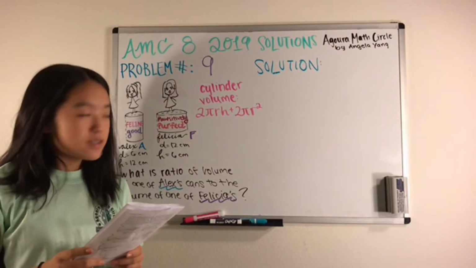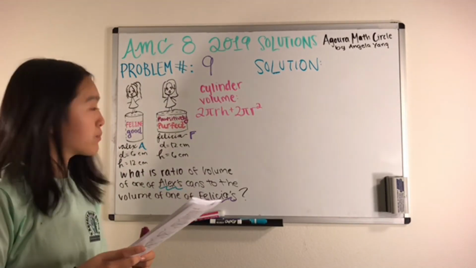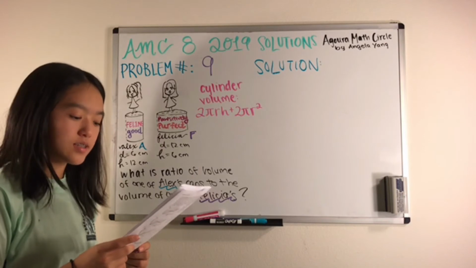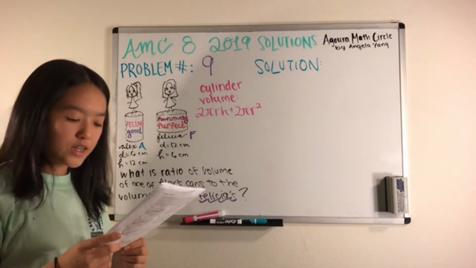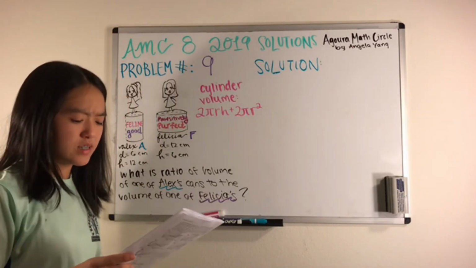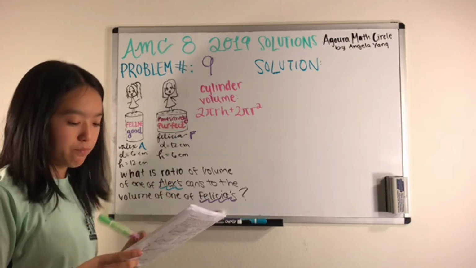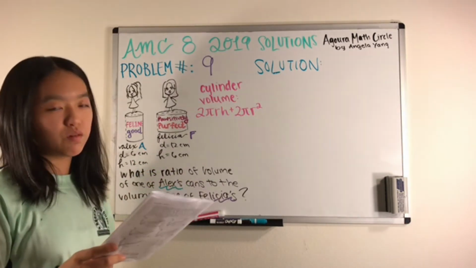Problem 9 says, Alex and Felicia each have cats as pets. Alex buys cat food in cylindrical cans that are 6 centimeters in diameter and 12 centimeters high. Felicia buys cat food in cylindrical cans that are 12 centimeters in diameter and 6 centimeters high. What is the ratio of the volume of one of Alex's cans to the volume of one of Felicia's cans?